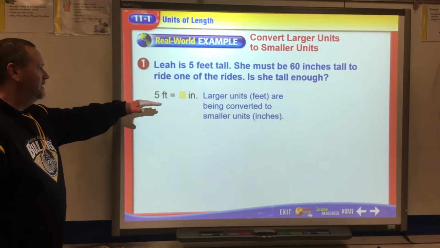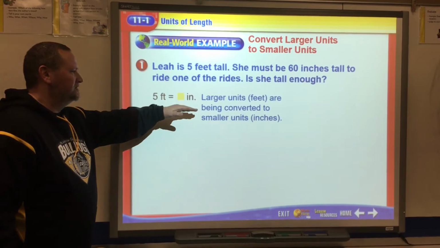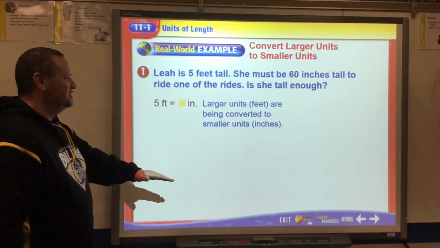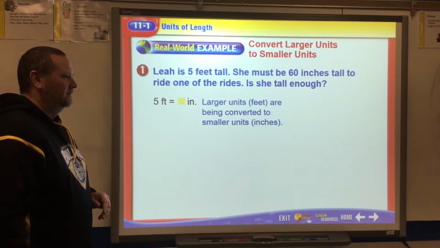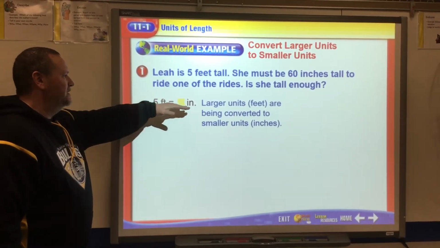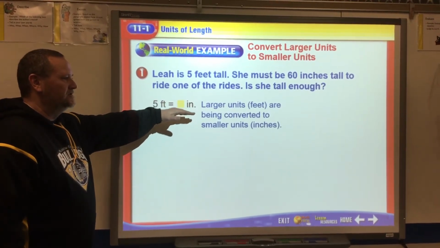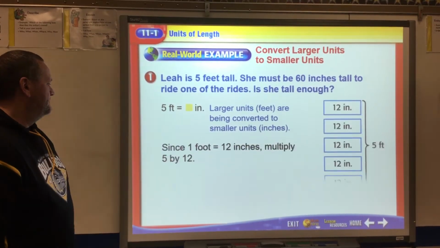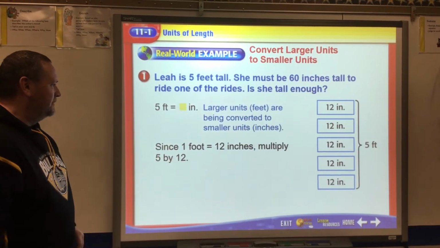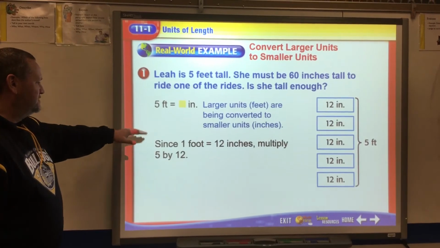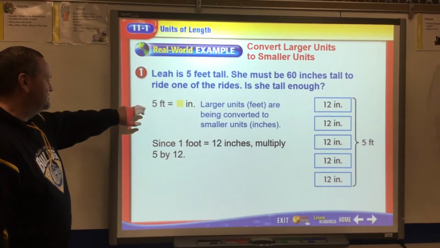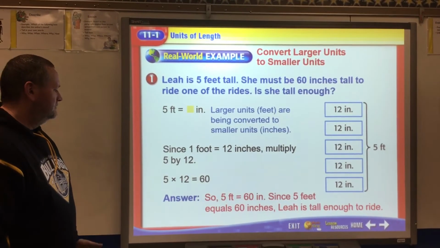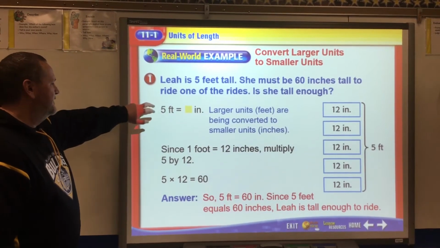Well, we're going from feet to inches. So if you remember the chart, if you're going from feet to inches, you're going down, so you would multiply. Something that's 5 feet is going to be a lot bigger number in inches. How much more? You multiply by 12, so it's 12 times larger. They show it as adding a group of 12s, but since 1 foot equals 12 inches, multiply 5 times 12, and you'd end up with 60. So Lee is tall enough to ride.